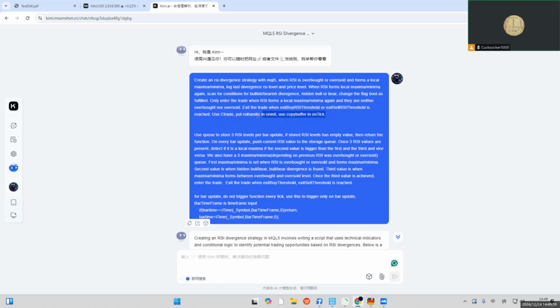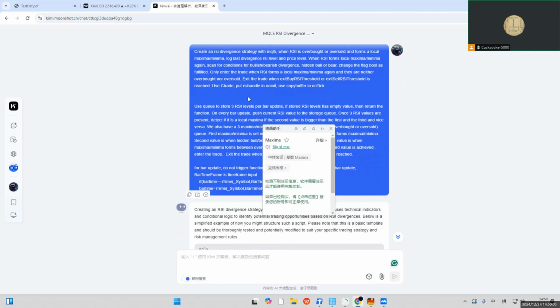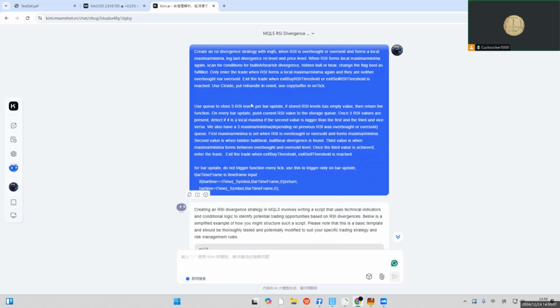So this is where you want to initialize this trade. So it's developer stuff. Use a queue to store 3 RSI levels per bar update. If stored RSI level has empty value, then return the function. On every bar update, push the current RSI value to the storage queue.